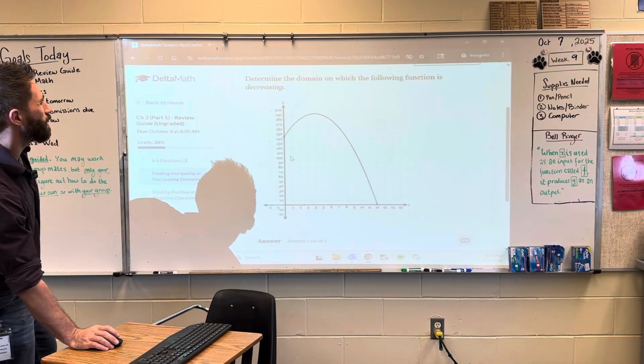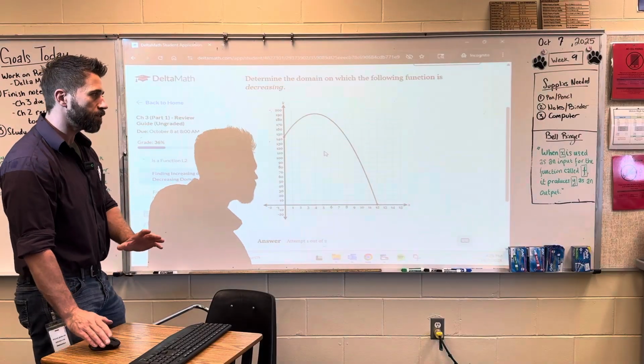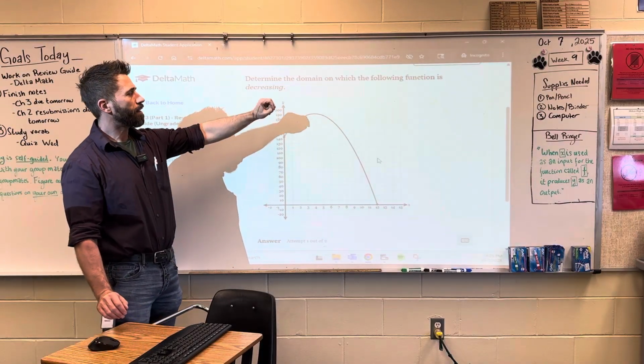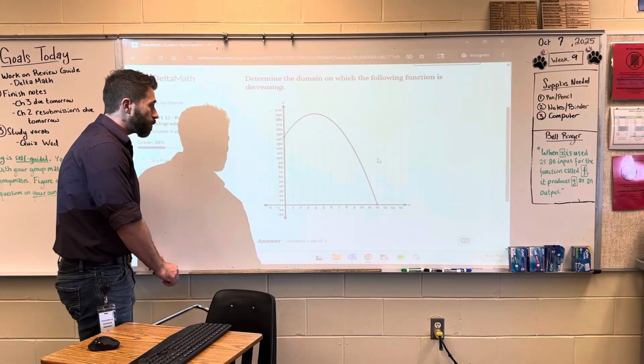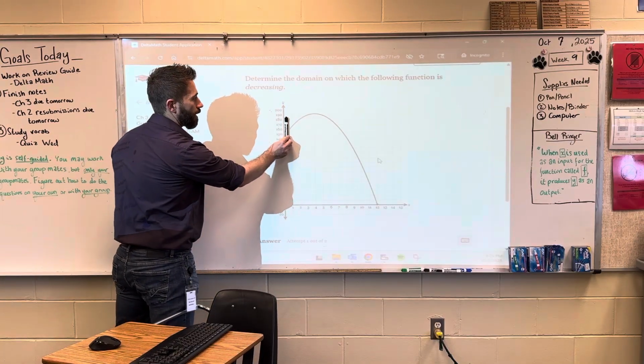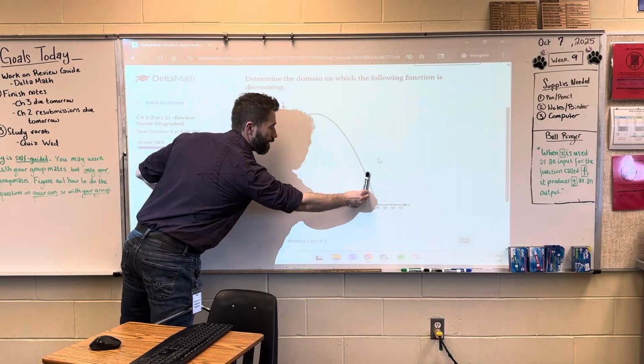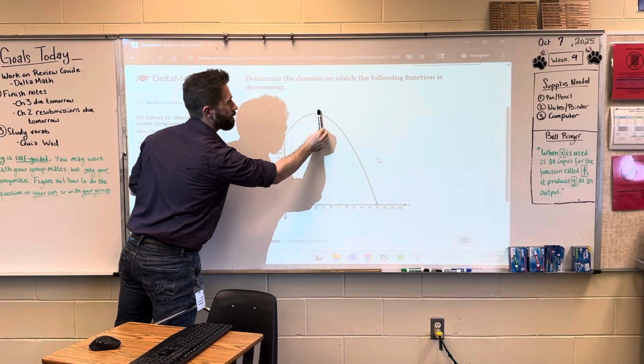Function is increasing or decreasing. This one gave a few students problems, but then they tended to get it after they tried a few. Determine the domain on which the following is decreasing. Remember, if we're riding a roller coaster, clack, clack, clack, at this point is when we start plunging down. So this point is where we start decreasing.